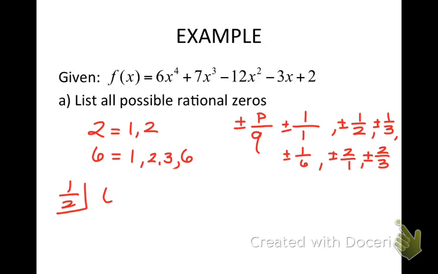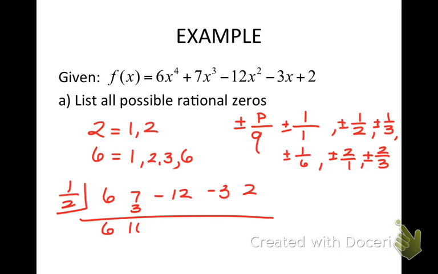Okay, so what was it? 6, 7, negative 12, negative 3, 2. So 6 times 1/2 is 3. 10 times 1/2 is 5. That's 5. So that's 7? Negative 7. Negative 7 times 1/2 is negative 3.5. I don't think that's going to get me there, is it?